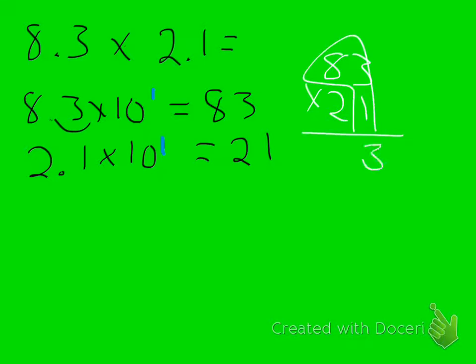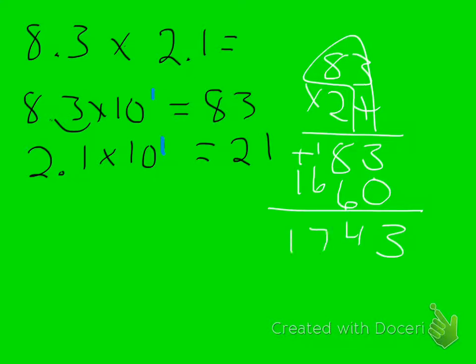1 times 3 is 3. 1 times 8 is 8. Then a 0. 2 times 3 is 6. 2 times 8 is 16. I'm going to add those together. 6 plus 8 is 14. Carry the 1. 7, 1. So when I multiply these two numbers together, I get 1,743.